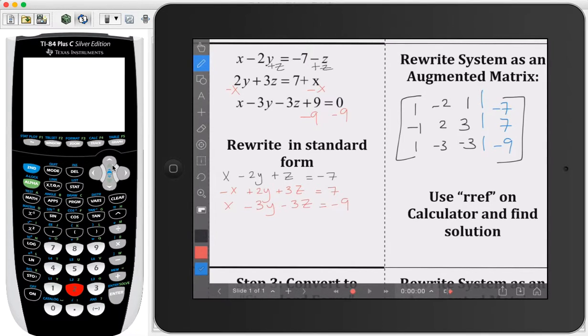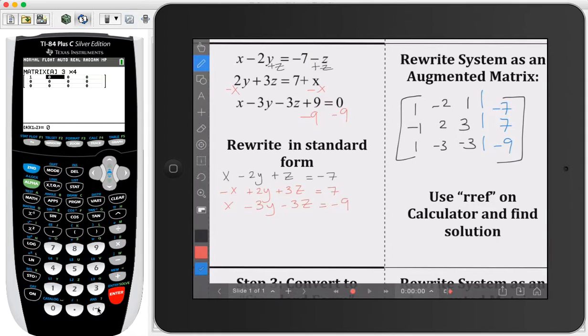Now, graph is cleared. Second matrix. Move over twice. Click enter. The dimensions are 3 by 4. Now we need to put the elements in.